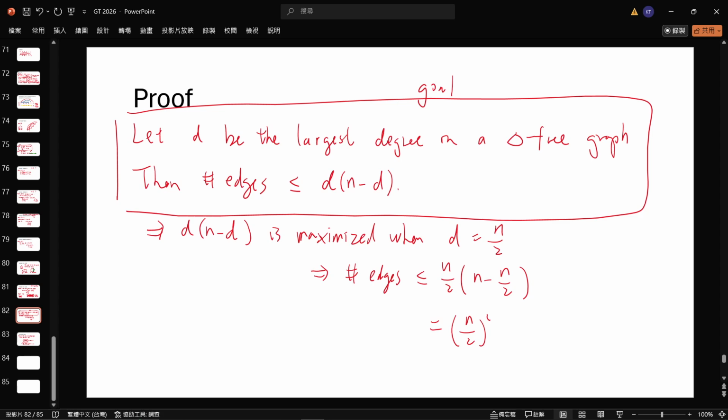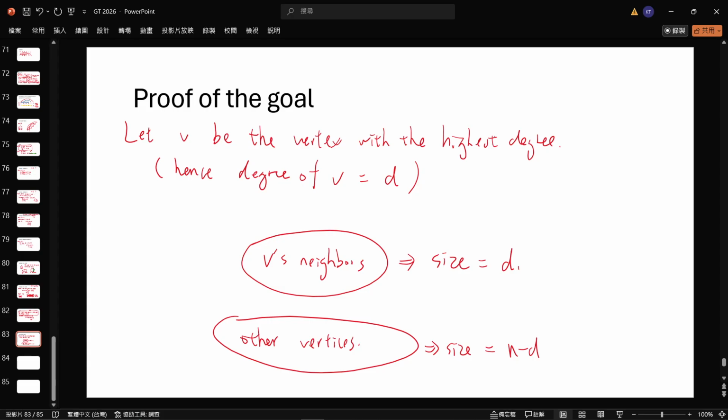So d times n minus d. We're getting close to the goal. We want to show that the number of edges is at most the size of this set times the size of this set. But let's first take a break, and I can think about how to get the relationship between the product of these two sizes and the edges.